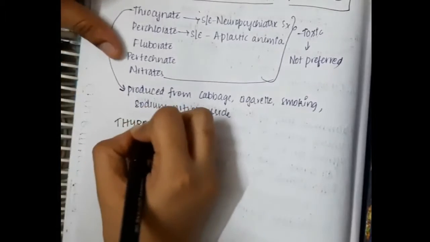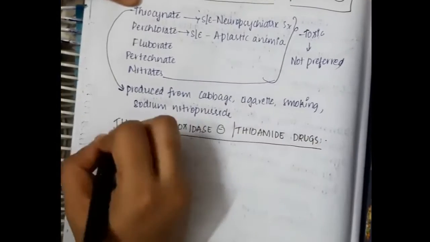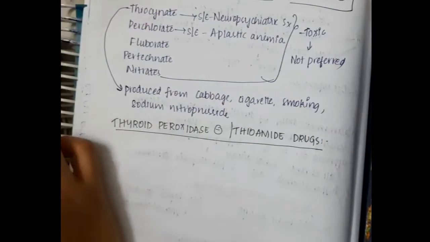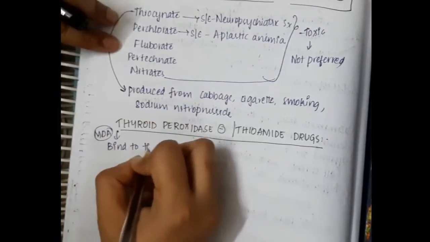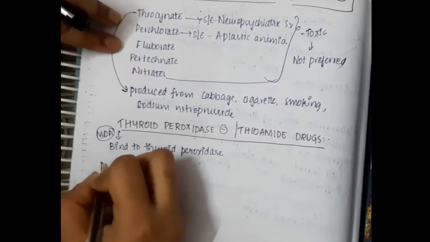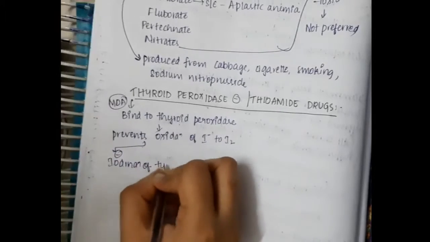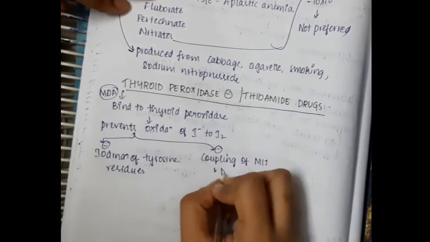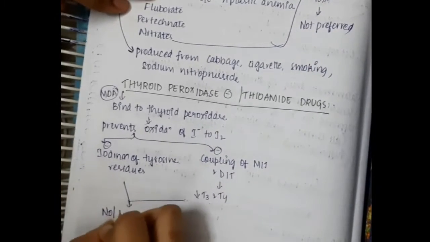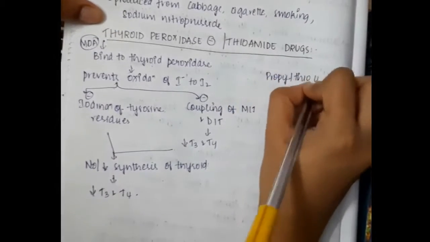Then the next group of drugs are thyroid peroxidase inhibitors or amide drugs. As the name says, they will inhibit thyroid peroxidase. They first bind to the thyroid peroxidase and thus prevent the oxidation of iodide to iodine. Thus it will inhibit the iodination of tyrosine residues, and it will also inhibit the coupling of monoiodotyrosine and diiodotyrosine, and thus decrease T3 and T4. Overall, there is decreased synthesis of thyroid hormones.